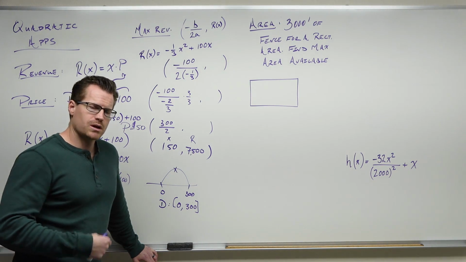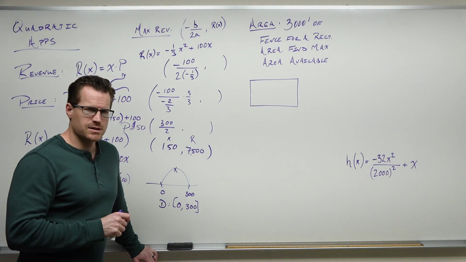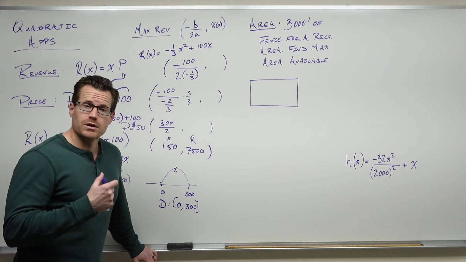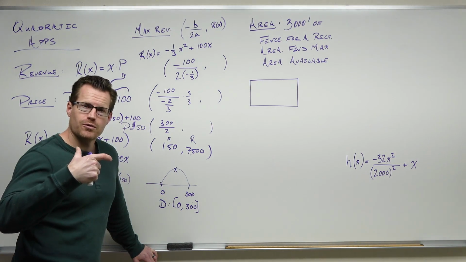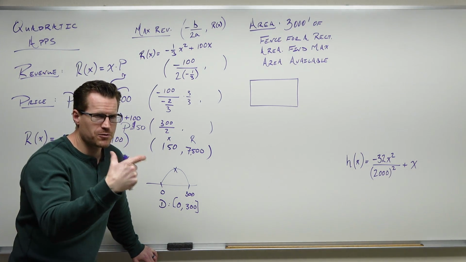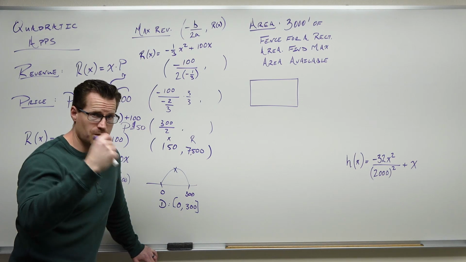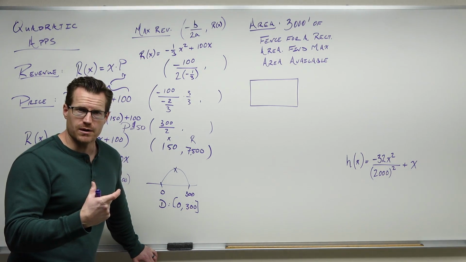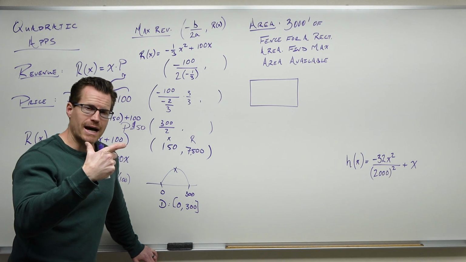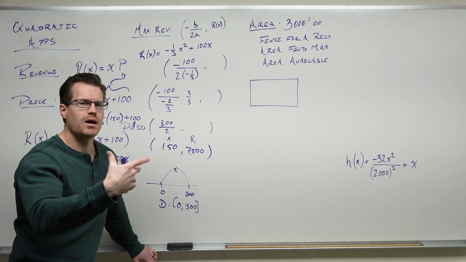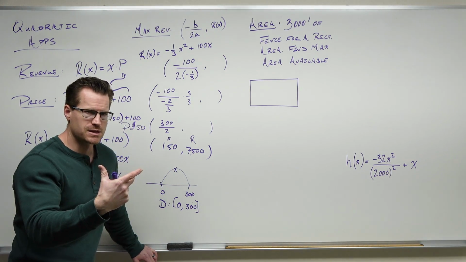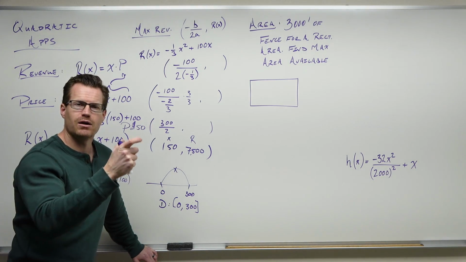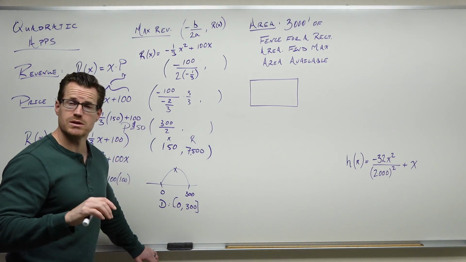Here's the idea. We're going to call one of these sides X, one of these sides Y. We're going to find the formula for a perimeter. Since we have 3,000 feet of fence, that is our perimeter. We're going to use all 3,000. Then we're going to find a formula for area. The perimeter is going to act as our constraint. We can't get above 3,000 feet of fencing or below 3,000 feet of fencing, and our area is the thing we're trying to maximize.